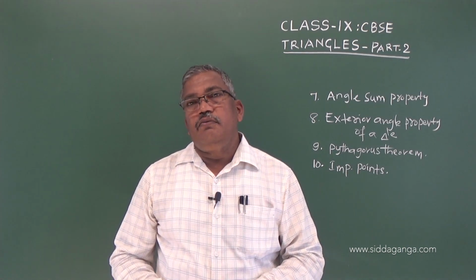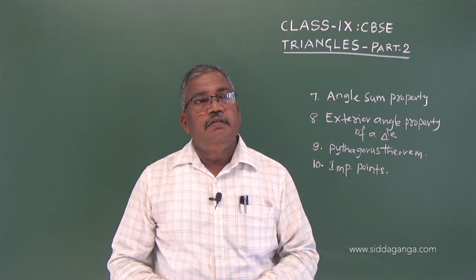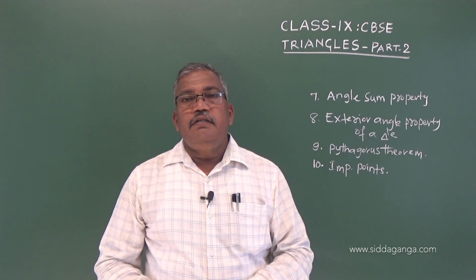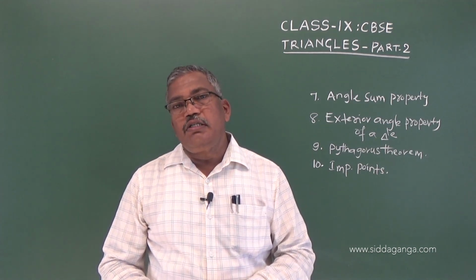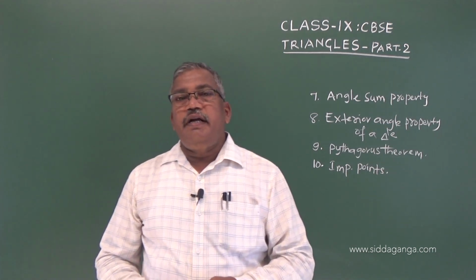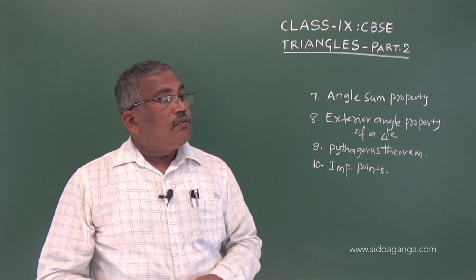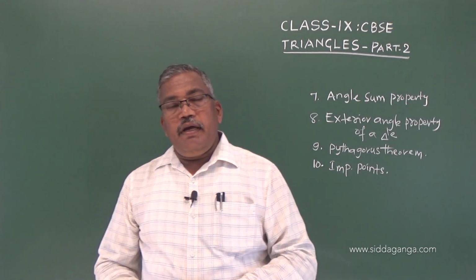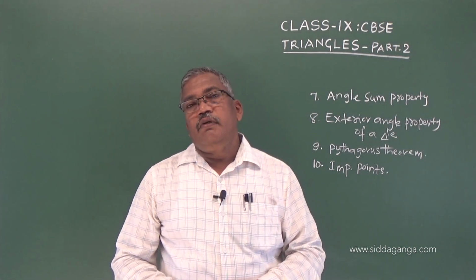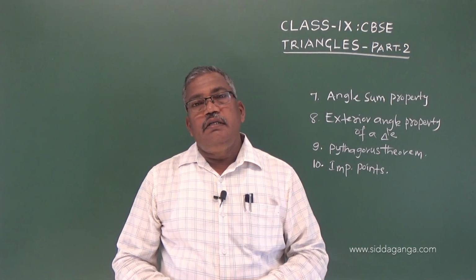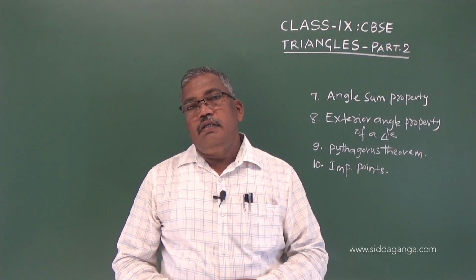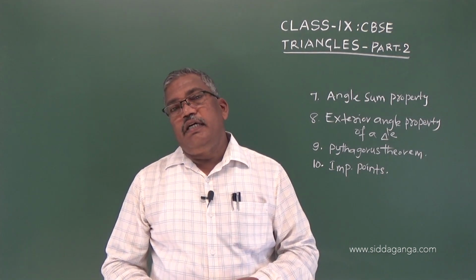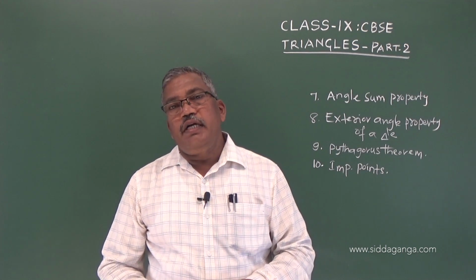As you know, a triangle will have 6 elements. So, 3 angles and 3 sides. They are known as the parts or elements of a triangle. Triangles are classified based on the size of the angles. So, that is acute angle triangle, right angle triangle, or obtuse angled triangle.